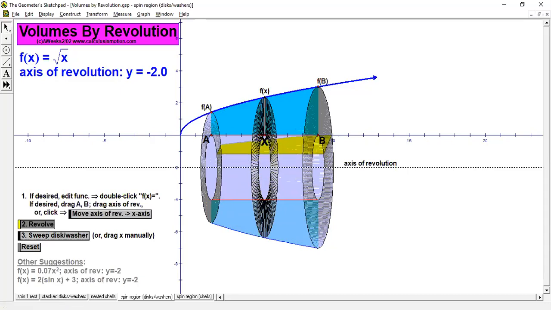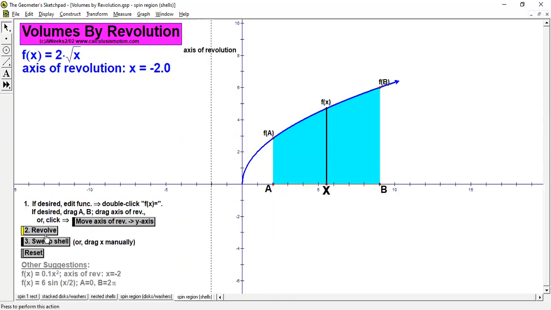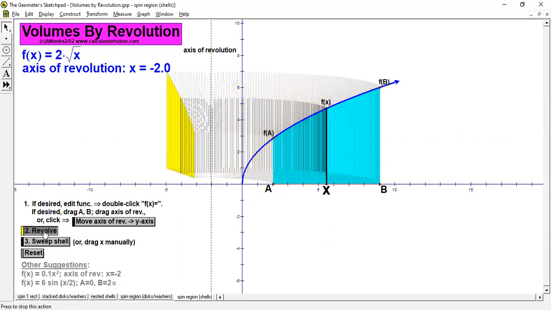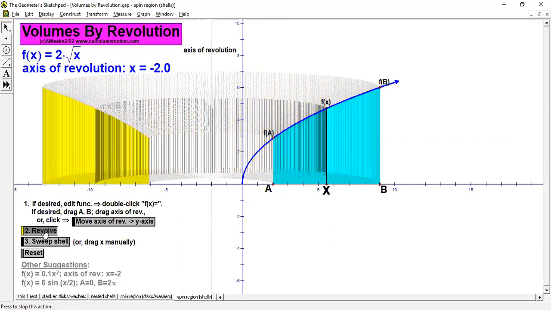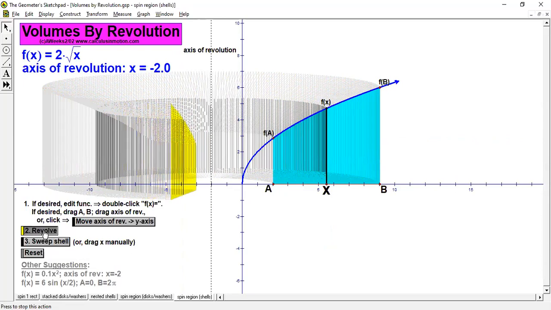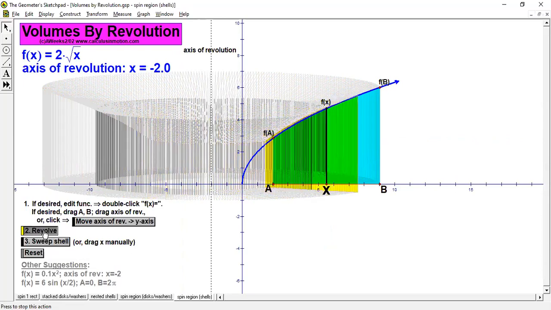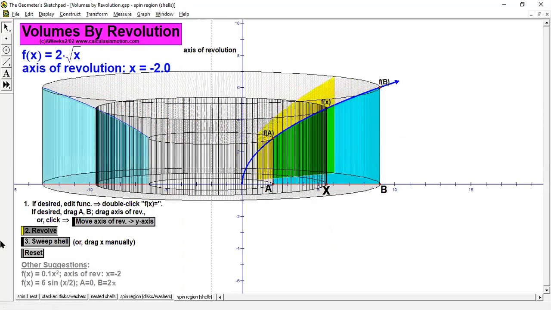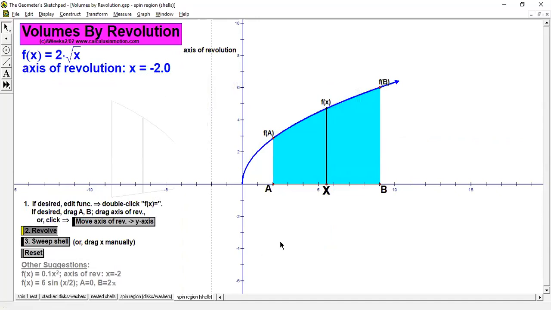Let's see, what's this one? And this is a shell method. So if we want to spin in an alternate direction, in this case, you see we're spinning around the y-axis. So that's another method, and we'll learn when we use which. Okay, all right, that's it. Folks, that is the lesson for today.